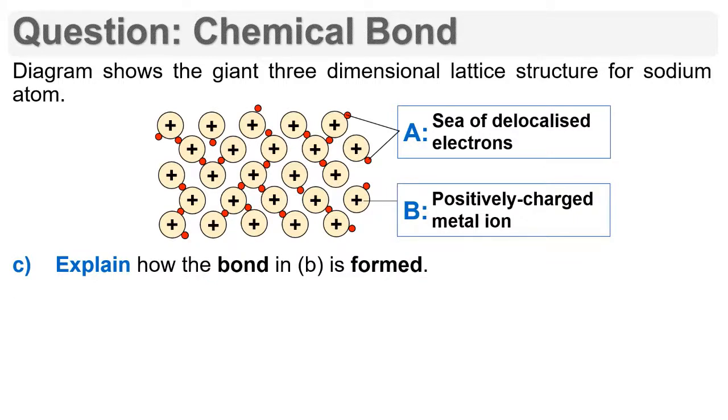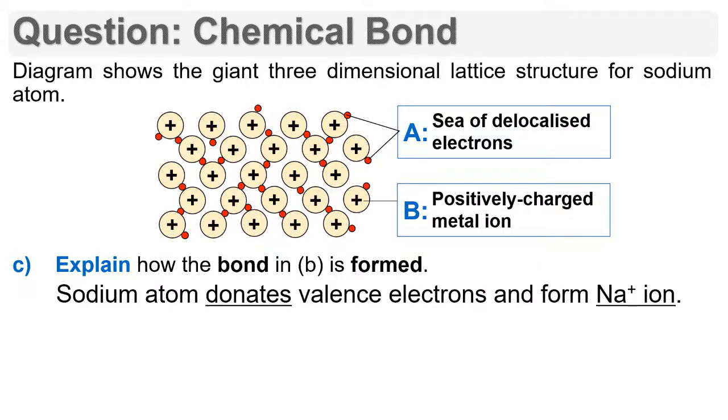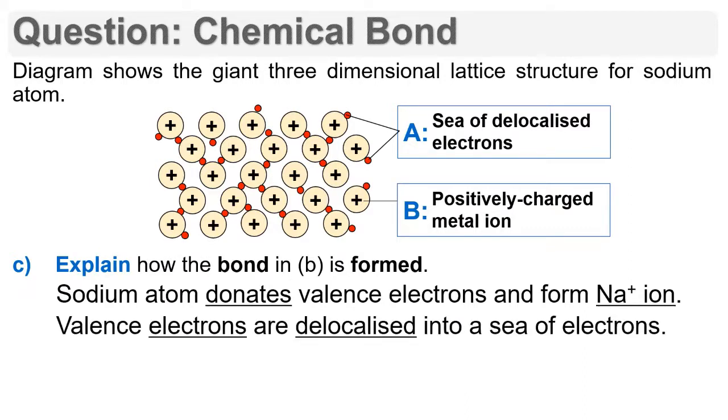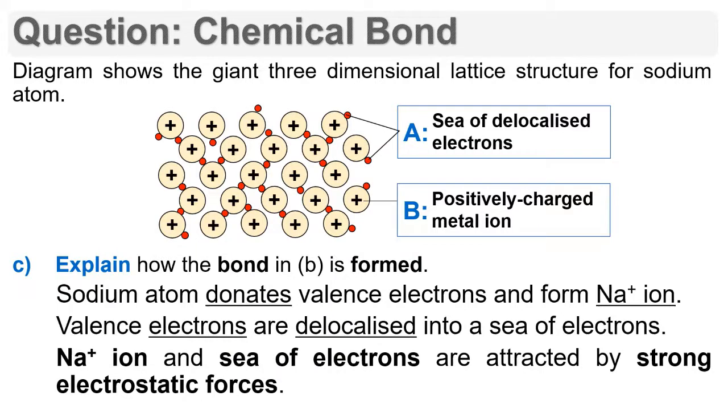C. Explain how the bond in B is formed. To form the metallic bond, sodium atom donates valence electrons and forms sodium ion, a positive ion. Valence electrons are delocalized into a sea of electrons. Sodium ion and sea of electrons are attracted by strong electrostatic forces. Therefore, metallic bond is formed.